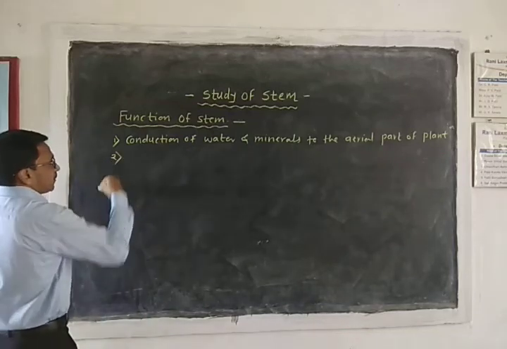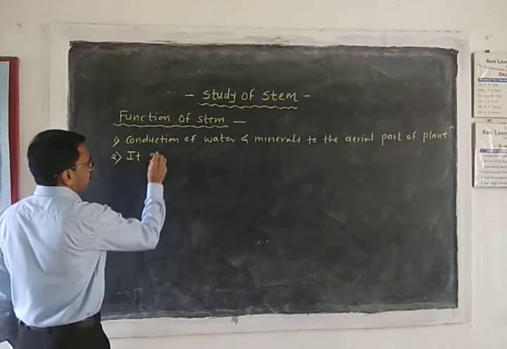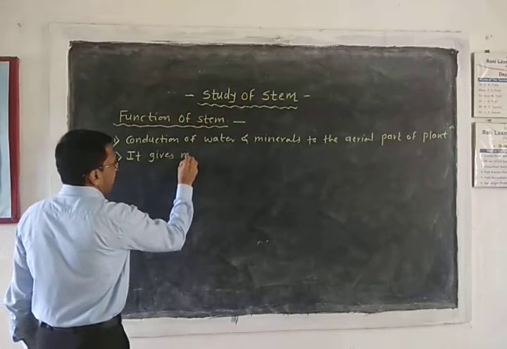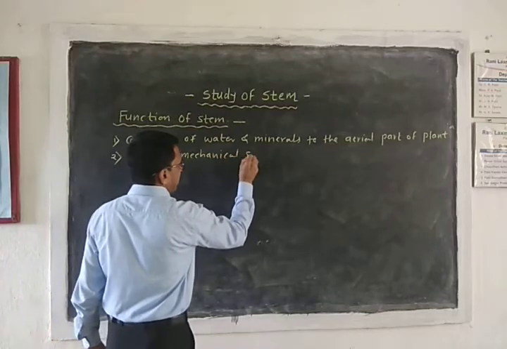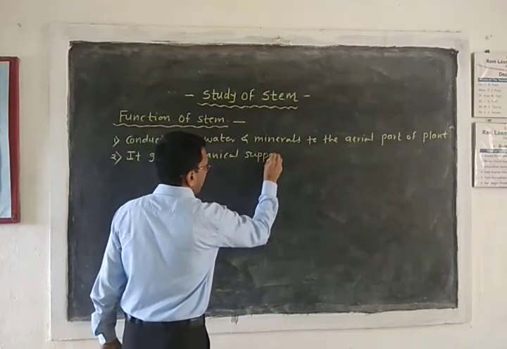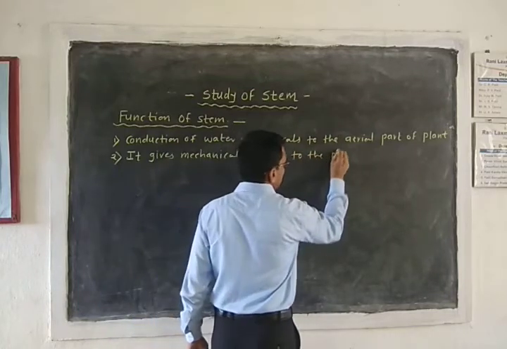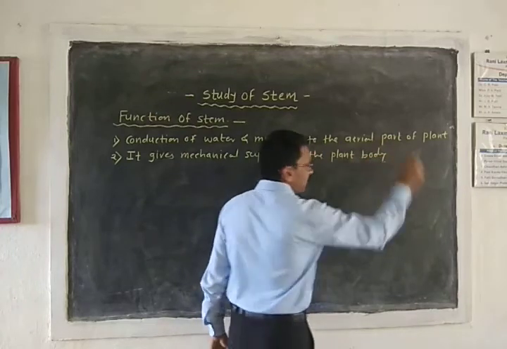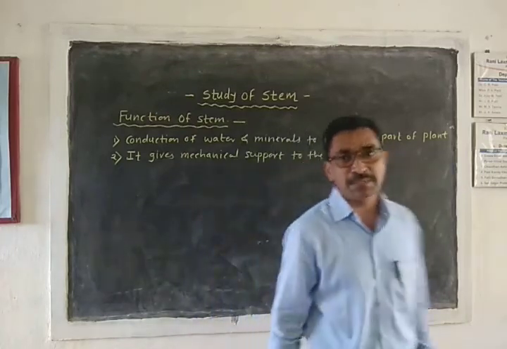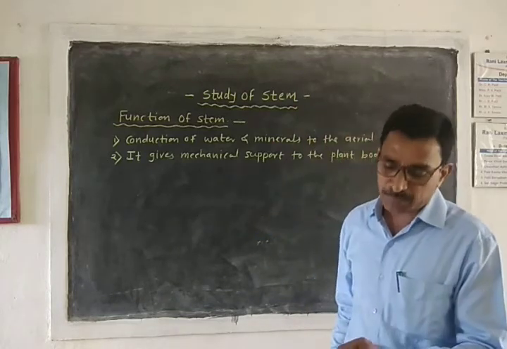The second general function of stem is that it gives mechanical support to the plant body. This is the second function of the stem. The stem gives mechanical support to the plant body.